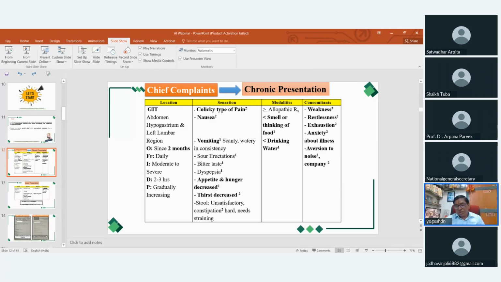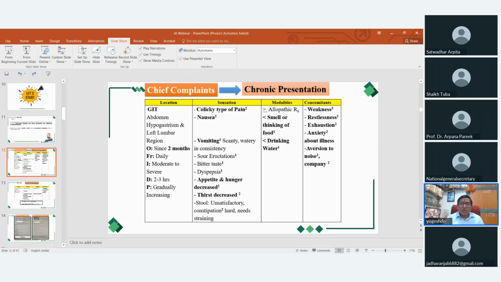We can find out dyspepsia, appetite and hunger has decreased, thirst has decreased, and along with that she is having lots of concomitants also: restlessness, weakness, exhaustion, anxiety about illness, aversion to noise, and company. Okay, with that we have seen that these complaints are ongoing since 2 months.